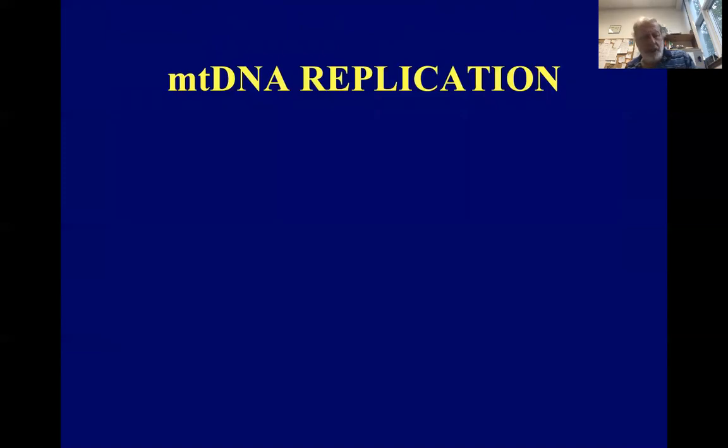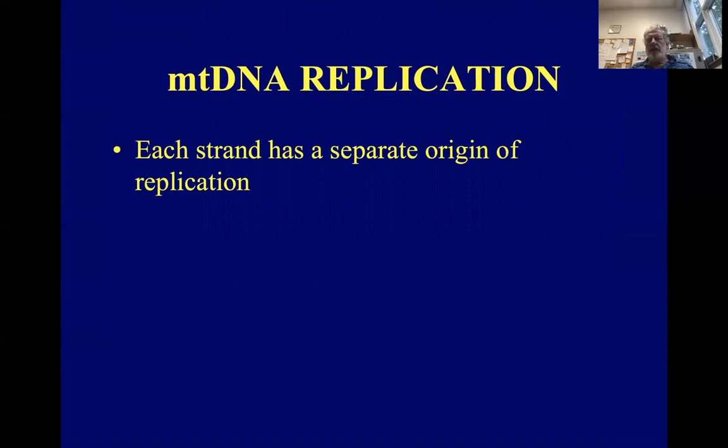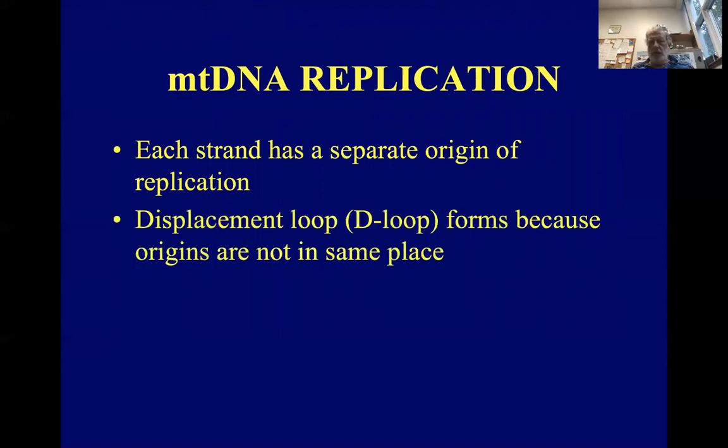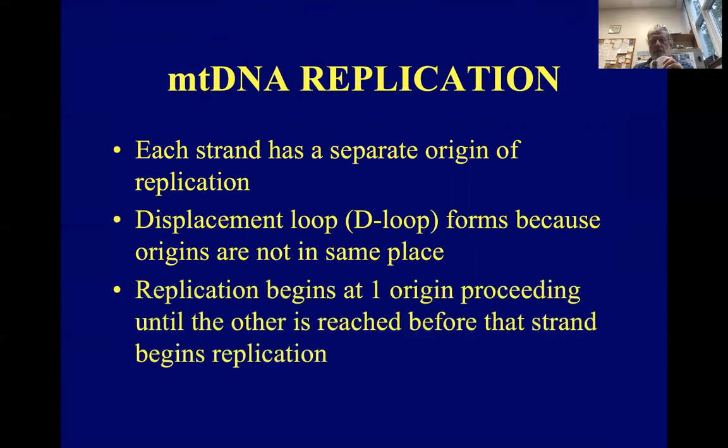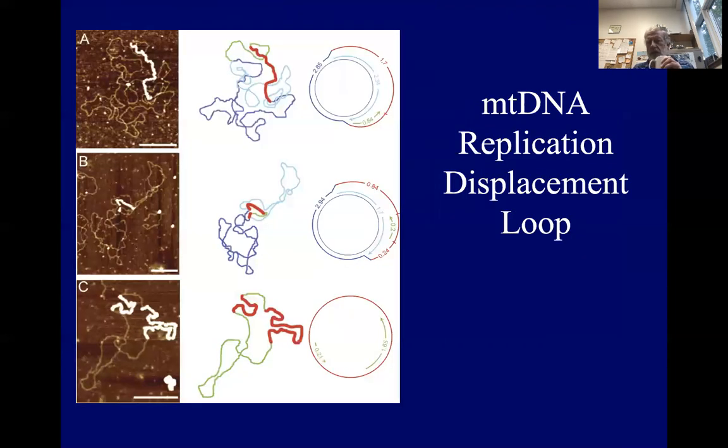Mitochondrial DNA, that's what mtDNA stands for, the DNA molecule in the mitochondrion. Each strand has a separate origin of replication, and the origins are not in the same place. Replication starts at one origin and then proceeds until it hits the other origin, producing a sort of bubble, the D loop. On the right, this is the easiest diagram to understand, and that red thing bubbling out, that's the D loop.